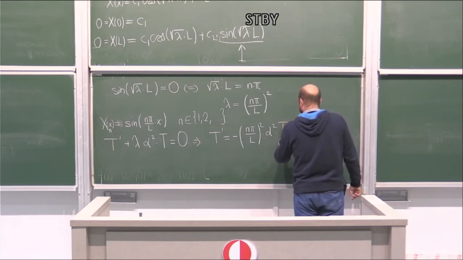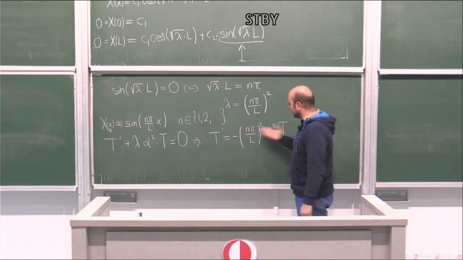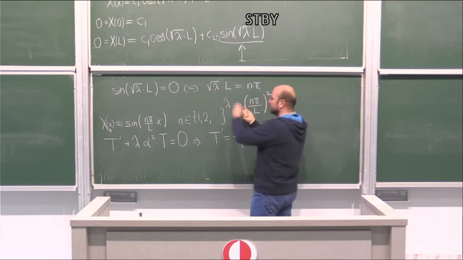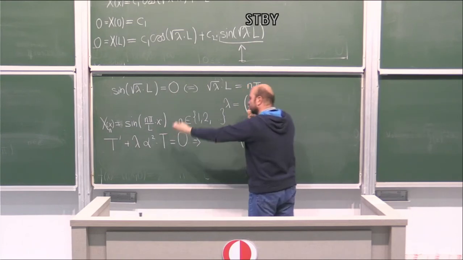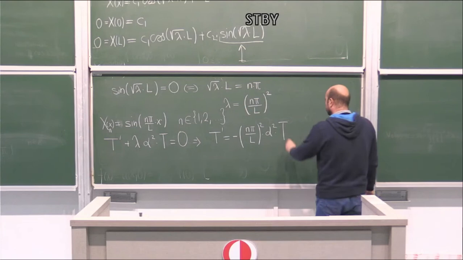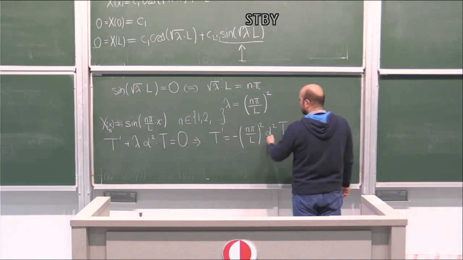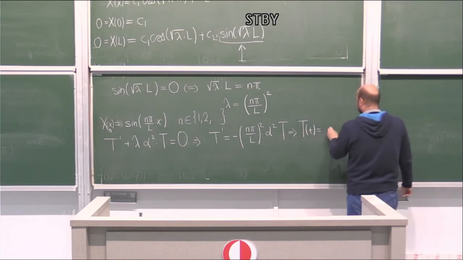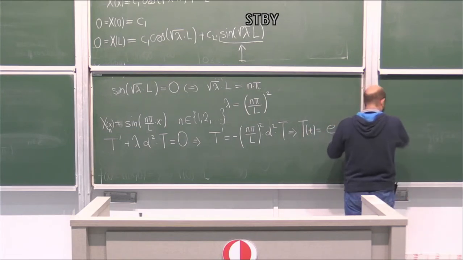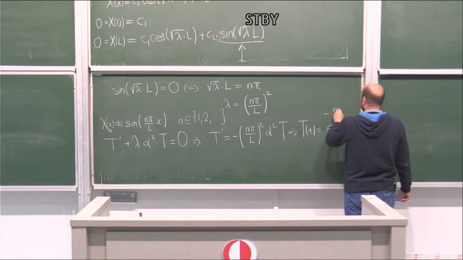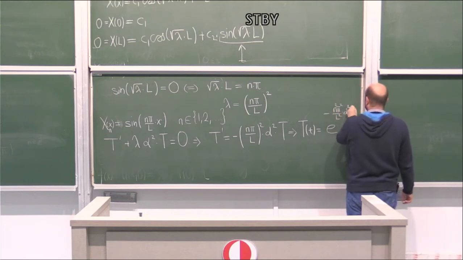But be careful, for every n I will get a T, and for that n only I will get that corresponding T. For every lambda there is a corresponding X, meaning for every n there is a corresponding X, and for that lambda there is a corresponding T. I'm looking for a function whose derivative is a multiple of itself, so this should be an exponential: e to the minus n squared pi squared over L squared times alpha squared t.